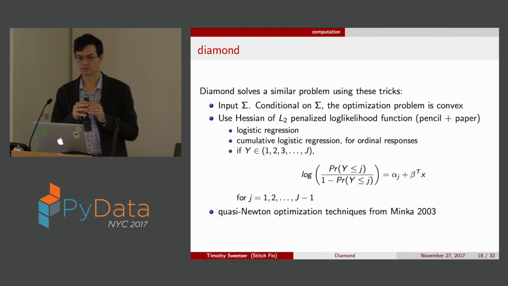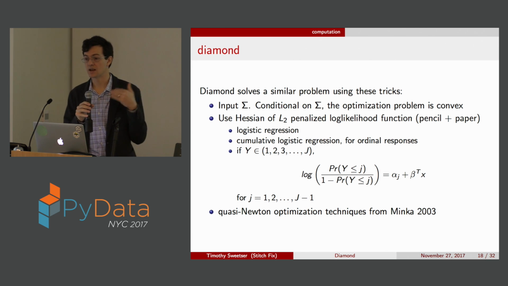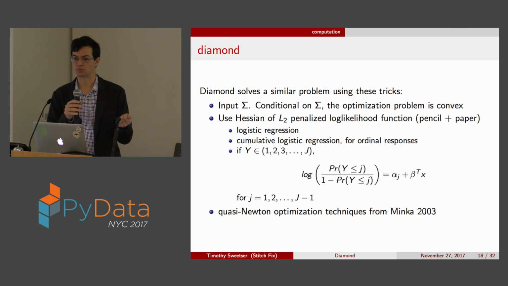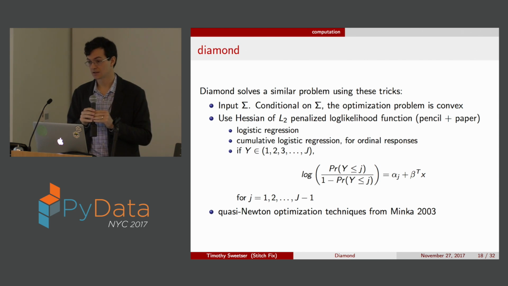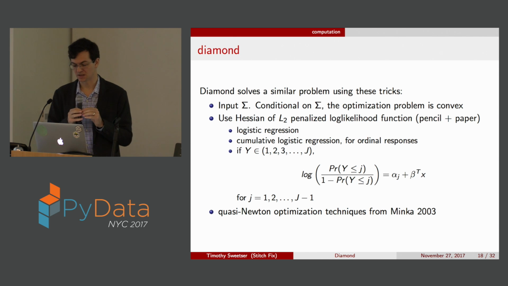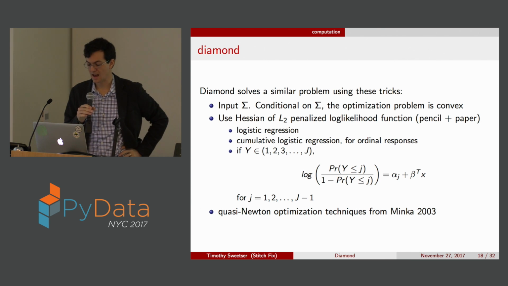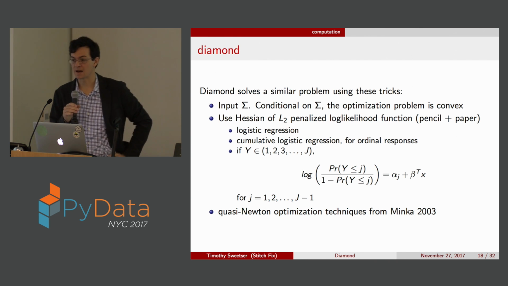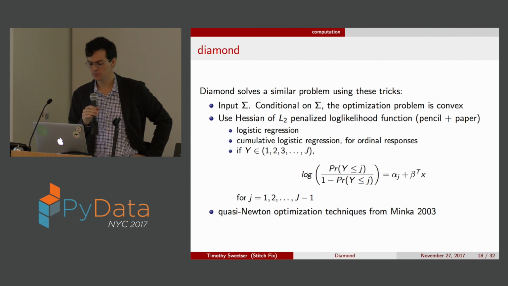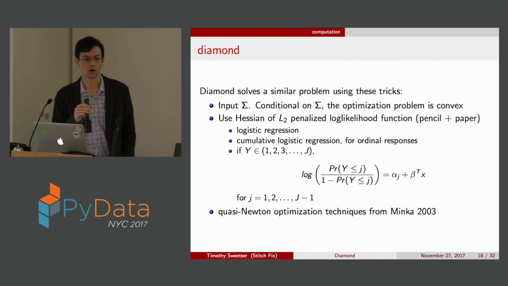To that end, we wrote this package, Diamond. It does not do all of the things that LME4 does. In particular, it does not learn the hyperparameter covariance matrix sigma. You have to input sigma. But the nice thing is that conditional on that, the optimization problem of finding the coefficients is convex, which means we can use some tricks from convex optimization. Some of the tricks we use are the Hessian of the penalized log likelihood function. This involves some pencil and paper math, so we only did it for the models that we use a lot, in particular logistic regression and cumulative logistic regression, which is a nice model if you have ordinal response data.